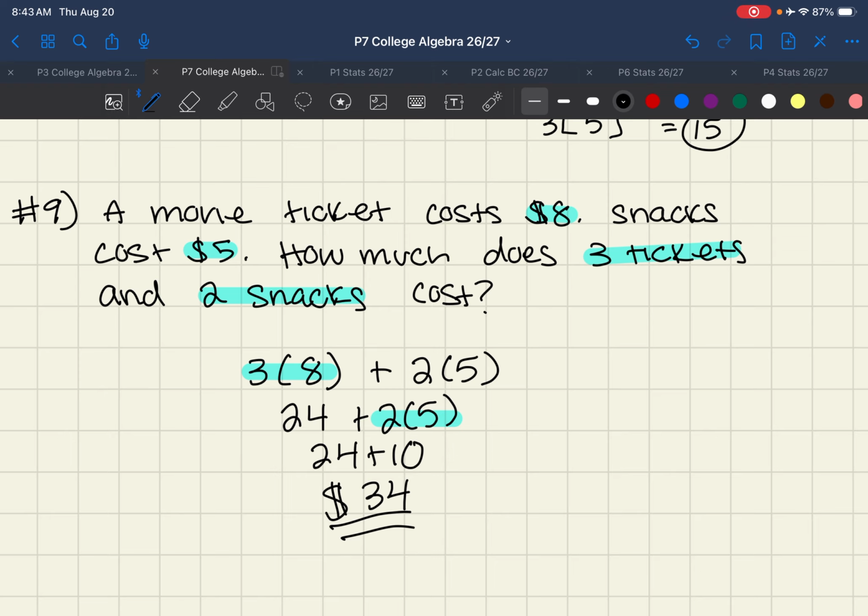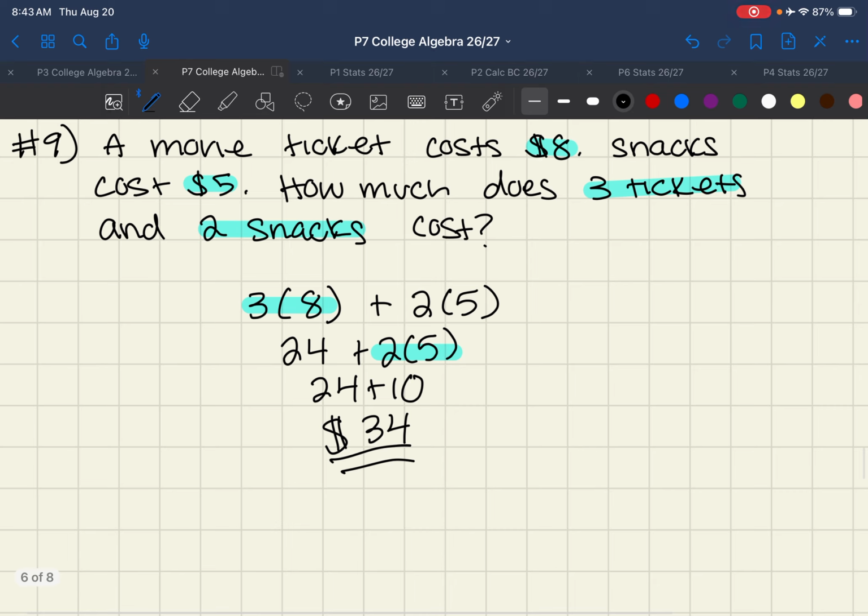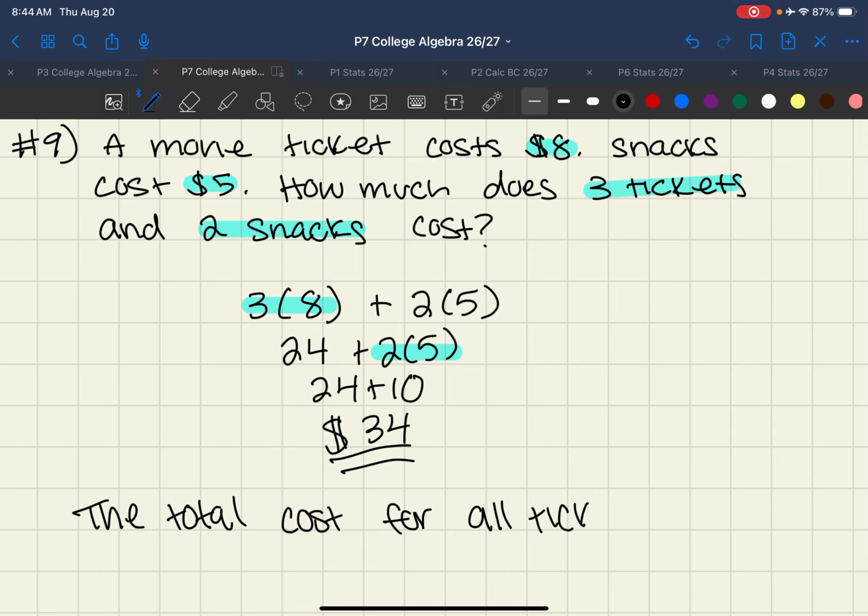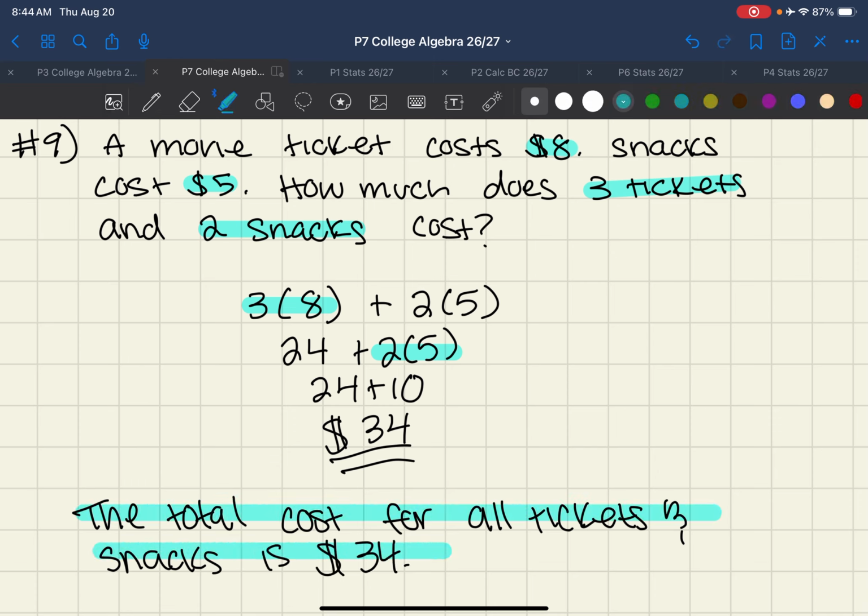If we have an application problem, we need a sentence for our answer. So we would say the total cost for all tickets and snacks is $34. So this would be a correct way to represent the answer.